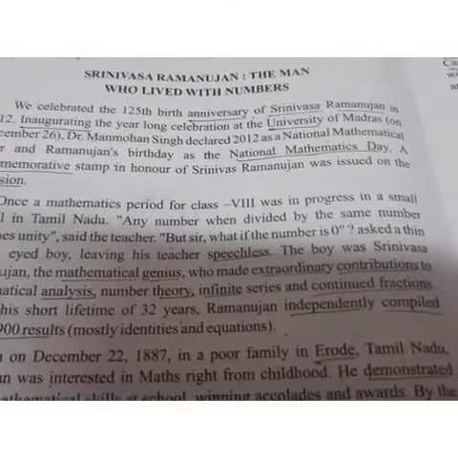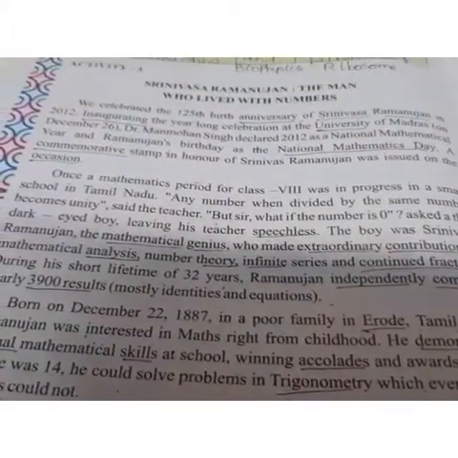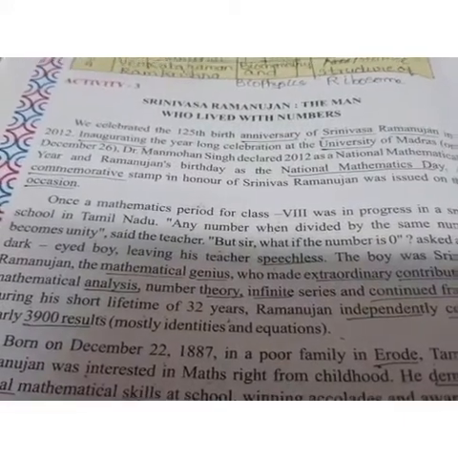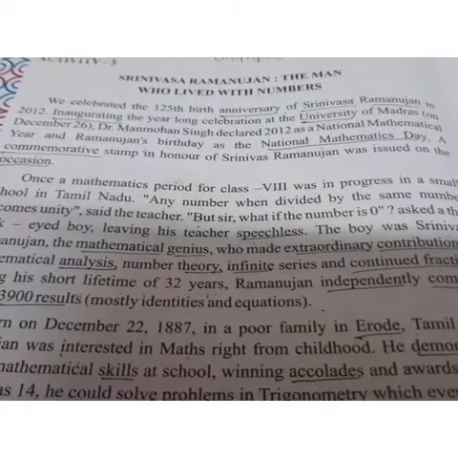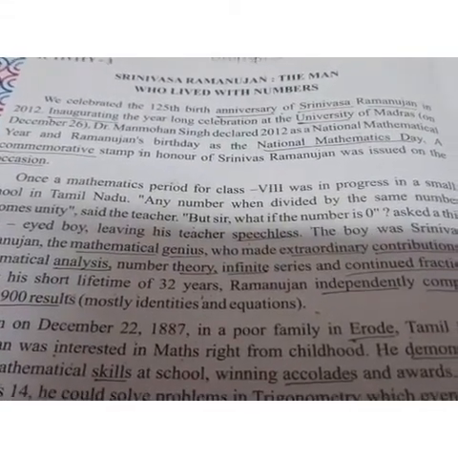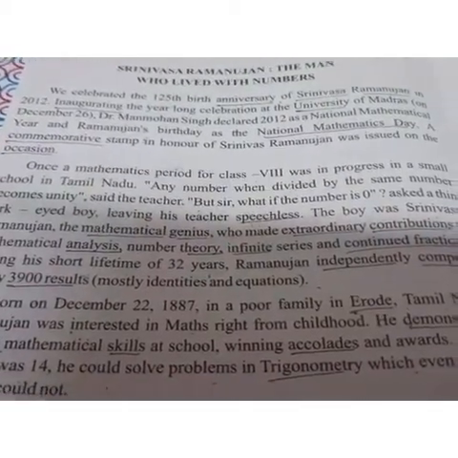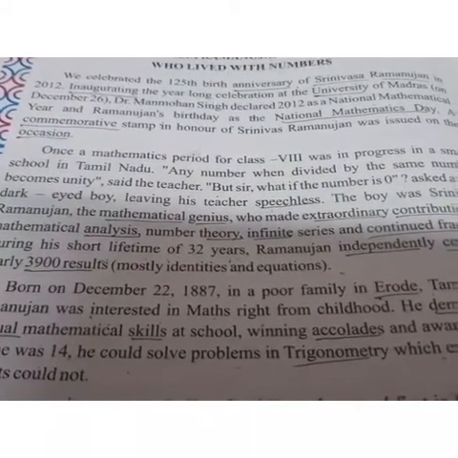But before that, independently, अकेले ही उन्होंने जो है 3,900 results compile किए. Means he found out the results of 3,900 things. And what were the things related to? The things were related to identities and equations. These are all the things that come in the maths in the senior classes. तो उस पर उन्होंने जो है रिसर्च करके 3,900 रिजल्ट्स जो थे उन्होंने फाइंड आउट किए.